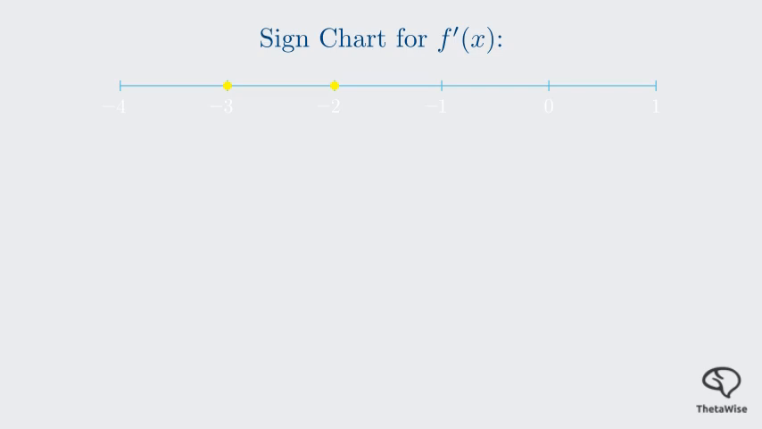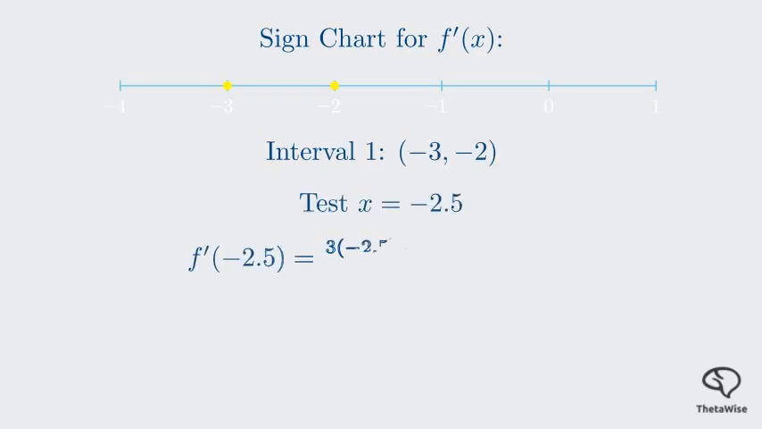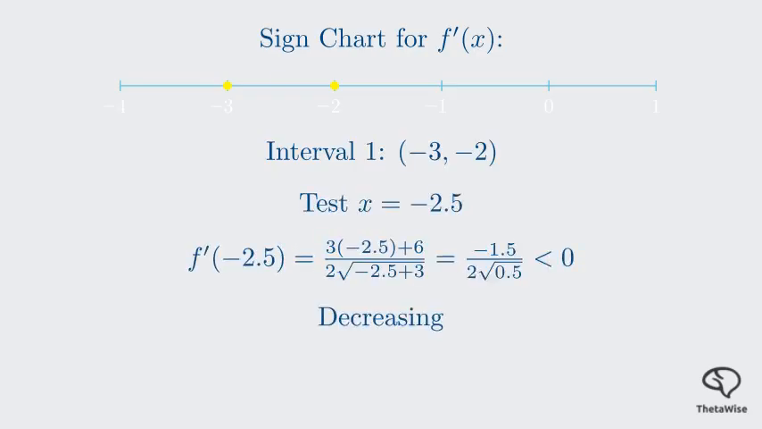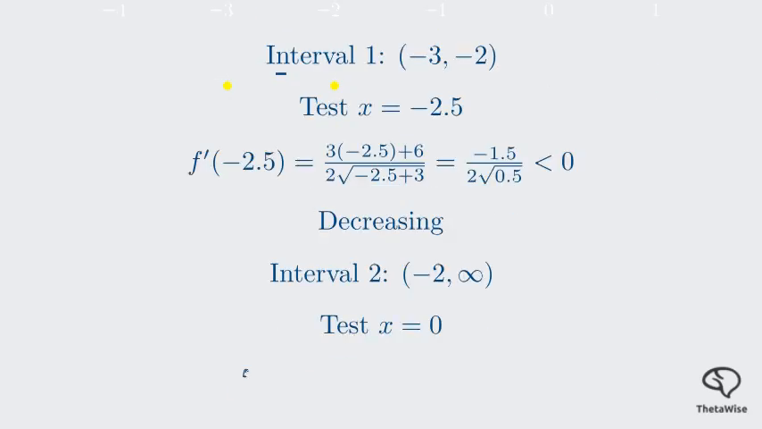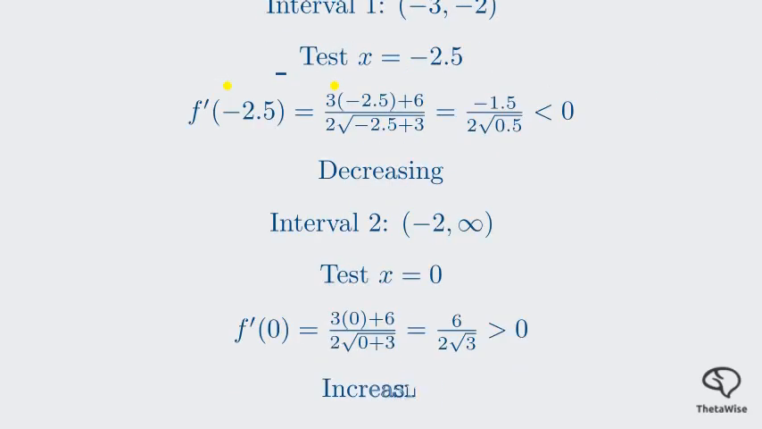For the first interval, let's test x equals negative 2.5. f prime of negative 2.5 is negative 1.5 over a positive number, which is negative. So the function is decreasing on the interval from negative 3 to negative 2. For the second interval, let's test x equals 0. f prime of 0 is 6 over 2 times the square root of 3, which is positive. So the function is increasing on the interval from negative 2 to infinity.